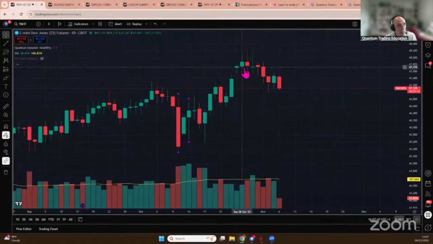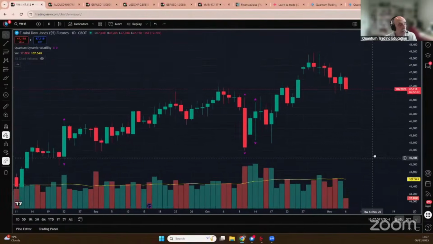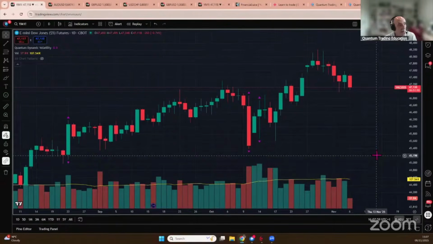And therefore, at the very least, we're going to get some sort of correction and possibly a full-blown reversal into a bearish trend in due course. That will be seen in the fullness of time. But that's where we are. And all of that was revealed through the prism of VPA.